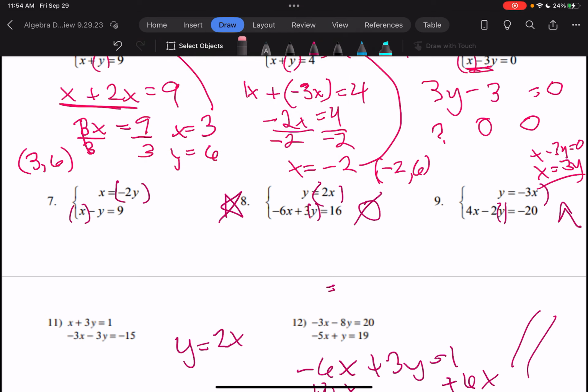So that one has no solution because unlike number 6, where both sides are equal and it's a true equality, then there's infinite solutions. If you have something where there's not a true statement, then that means that there's no solution. So in that case, we got 0 equals 16. We know that that is not true. So numbers 7 and 9, do on your own. You can 100% do that.